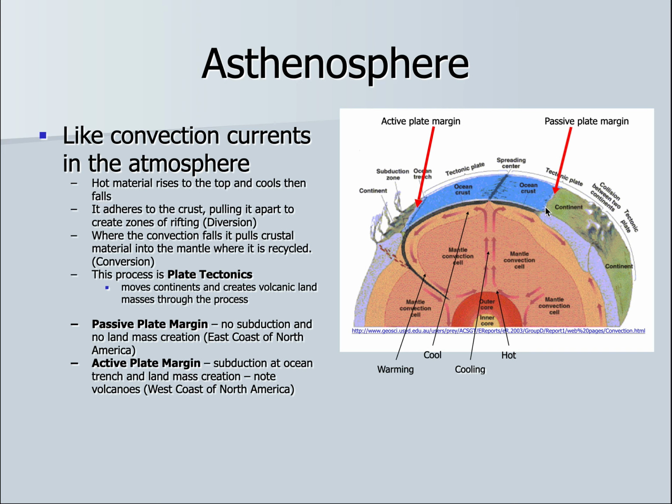Across here is the passive margin. So the ocean crust and the continental crust are fused together. The ocean crust is not pushing or diving, subducting, which is the technical term, underneath to create an active margin. So we have a passive margin here.